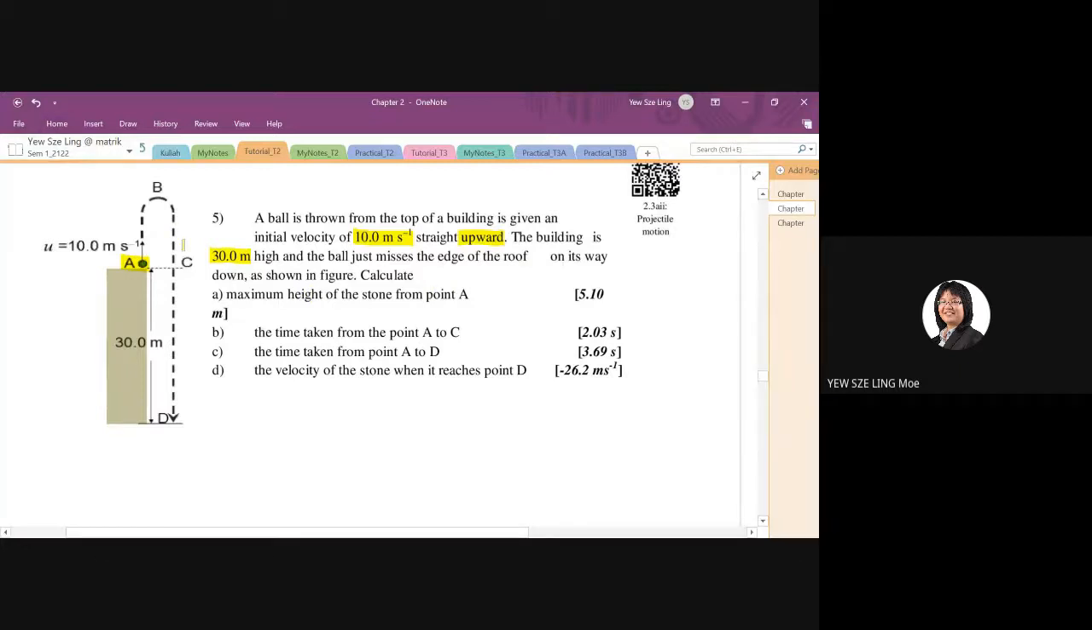Basically, the reason it mentions the ball just misses the edge of the roof is because it wants you to treat it as a free fall motion, as a vertical motion.